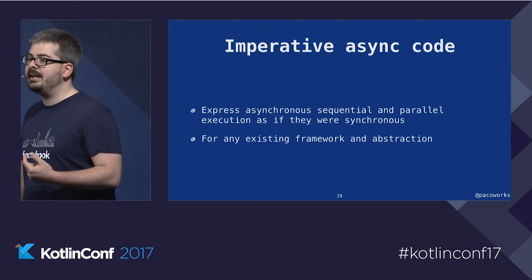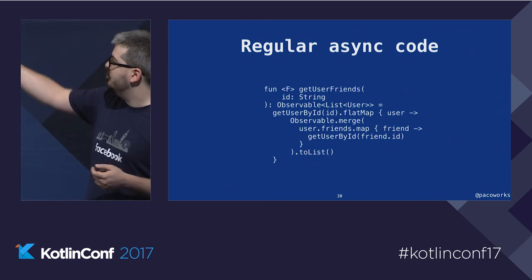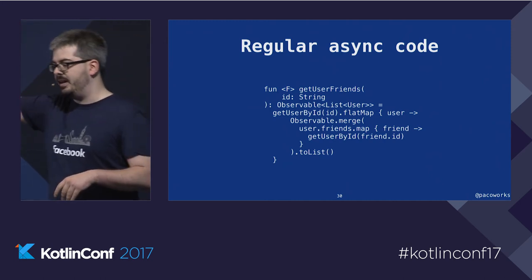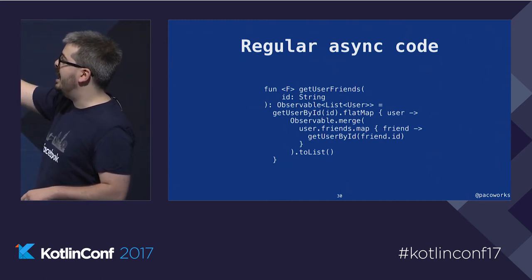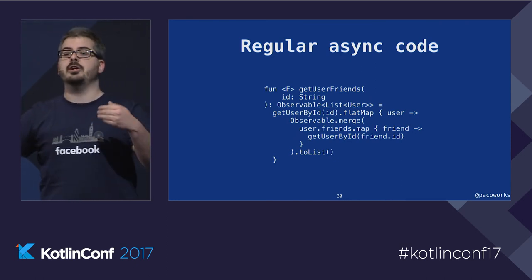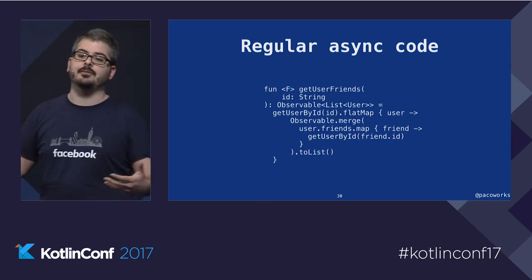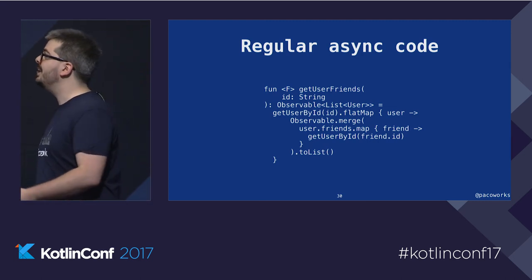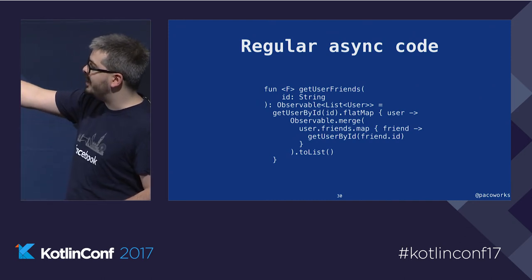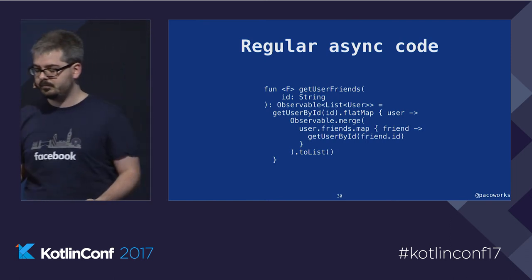So let's take a look at regular async code, something with Observables. You have an Observable, get user friends, get user by ID, flatMap it, list of names of the user, and then for each one of the friends of that user, we're going to create a new Observable, aggregate them together, and in the end, return a list of users. So basically, we're getting the list of friends for a single user. And the code looks like this, because you have to flatMap, you have to merge, you have to map, and then you have to give it a list.